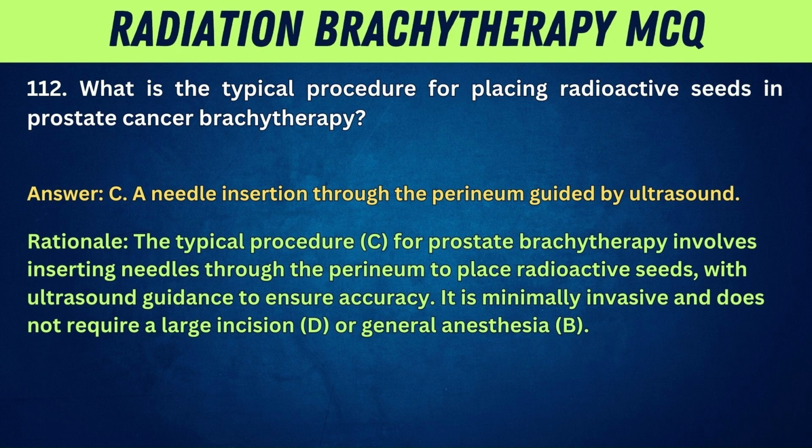Rationale: the typical procedure, C, for prostate brachytherapy involves inserting needles through the perineum to place radioactive seeds, with ultrasound guidance to ensure accuracy. It is minimally invasive and does not require a large incision, D, or general anesthesia, B.